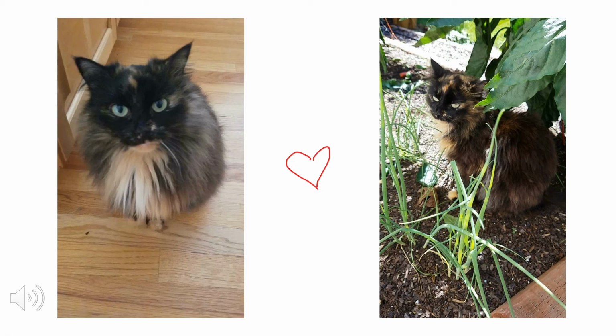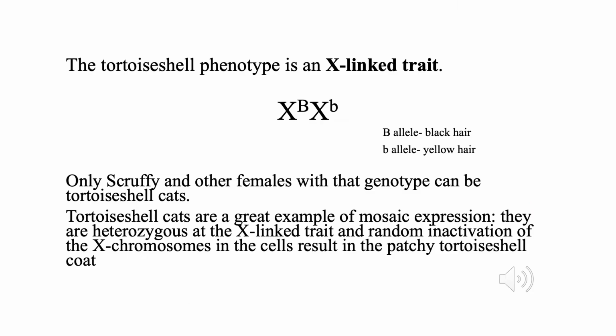This is Scruffy. She's a Maine Coon mix with a tortoiseshell phenotype. When we say mosaic expression, tortoiseshell cats are a great example of that. They're heterozygous at the X-linked trait, and random inactivation of either the black hair or yellow hair X chromosome results in that patchy tortoiseshell coat.